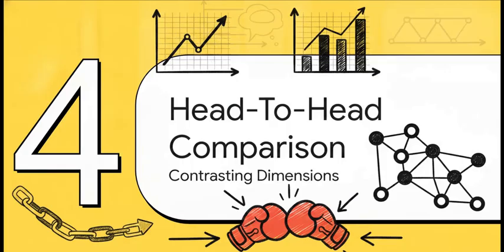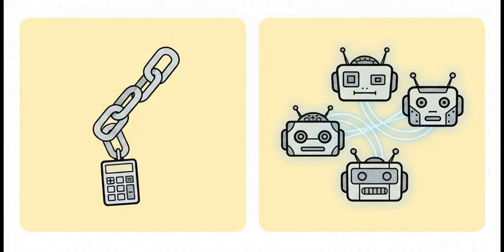Time for the showdown. Section 4, the head-to-head comparison. Let's look at the contrasting dimensions. Looking at their primary focus clears up a lot of the confusion. LangChain is basically an abstraction layer heavily focused on chaining LLM operations together to build robust, predictable applications. LangGraph, on the other hand, is completely focused on creating and managing multi-agent systems and highly complex workflows. Really, it's the difference between building a very smart, capable calculator versus building a fully autonomous virtual assistant.